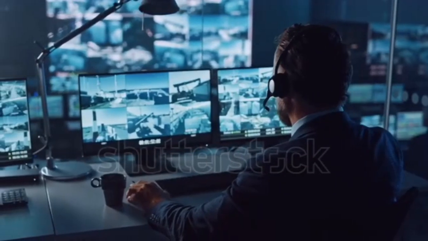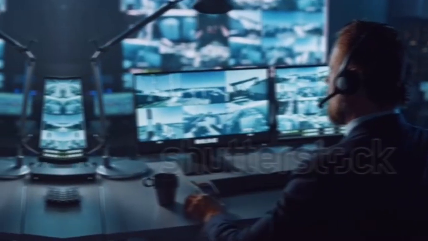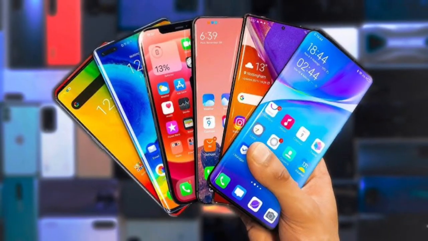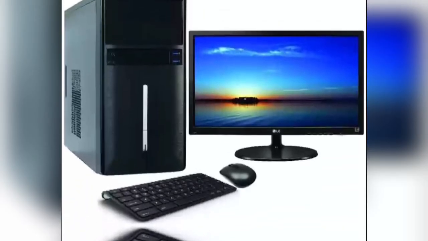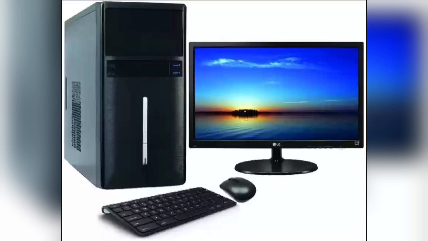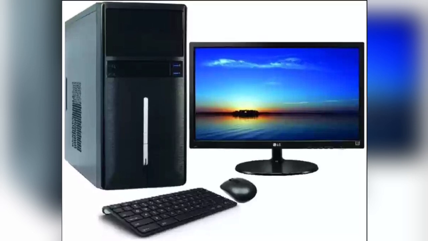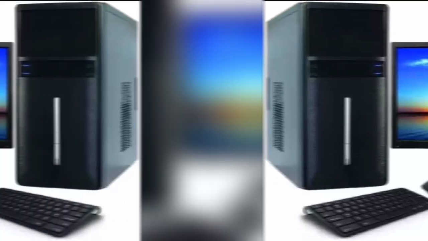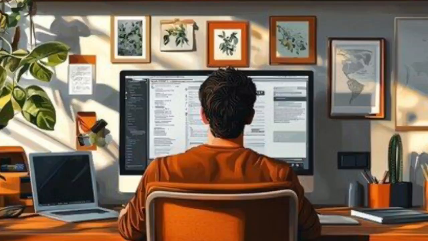4. Microcomputer, also known as personal computer. Microcomputers are designed for individual use, including desktops, laptops, tablets, and smartphones. Two examples of common microcomputers are desktop computers. Desktop PCs are a widely used type of microcomputer, found in homes, schools, and offices.